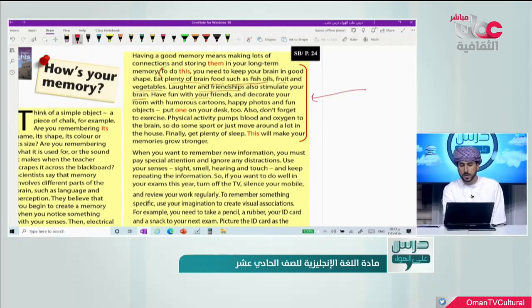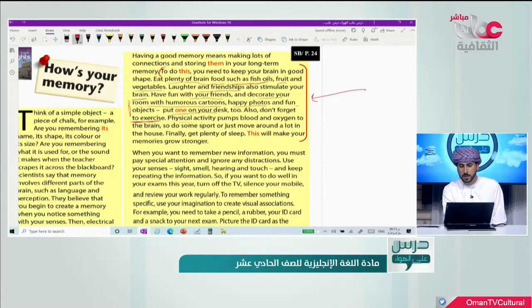Have fun with your friends and decorate your room with humorous cartoons, happy photos, and fun objects. Put one on your desk too. Also, don't forget to exercise. Okay, so this is about having photos, colorful photos, having fun with friends, okay? And then don't forget to what? To exercise, to do sport, to play.